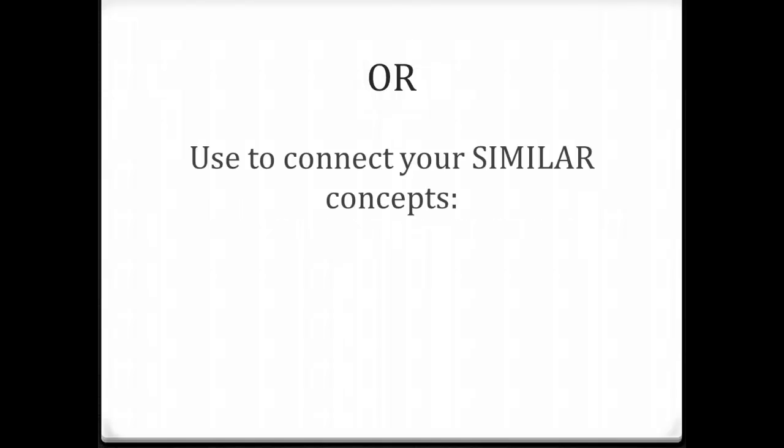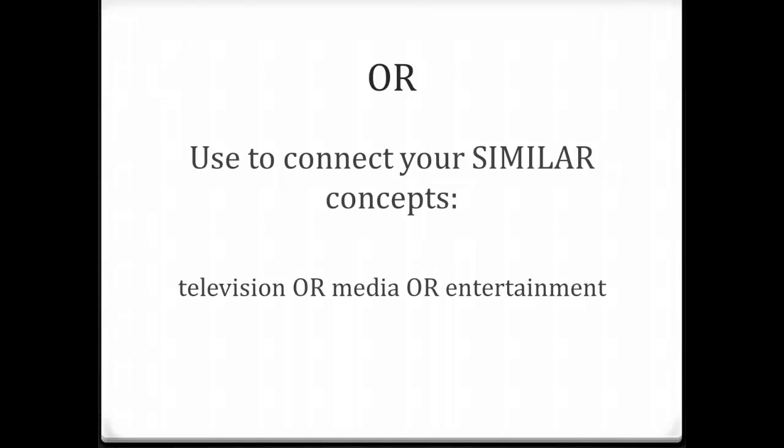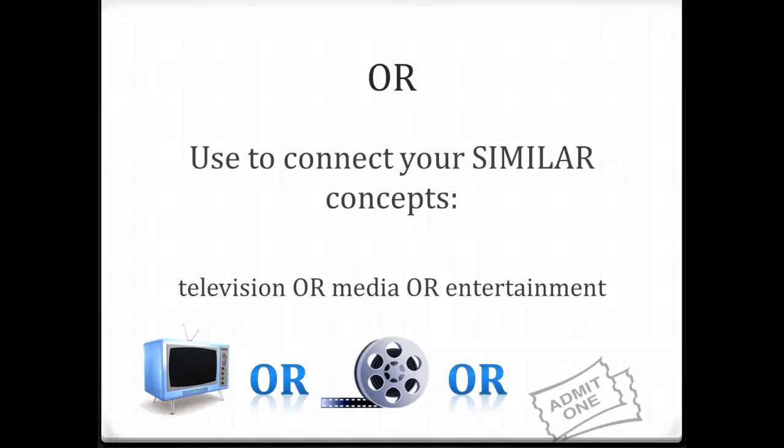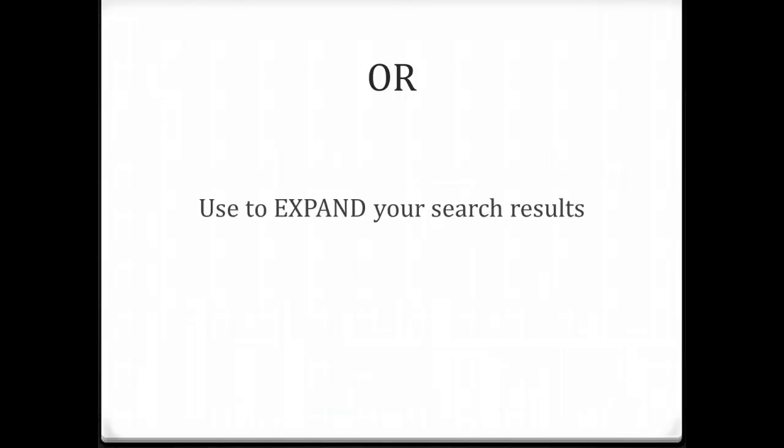OR is used to connect your synonyms or related concepts together. You are telling the database that a resource can mention just one of the following to show up in the results, so that any resource that mentions television or mass media or entertainment will be included. OR is important in that different resources may use different words to say the same thing. You want to be sure that the database finds all of the relevant information regardless of terminology. In this way, OR expands the amount of results in a database. You will get more results using OR as it will find every possible mention of your individual keywords.